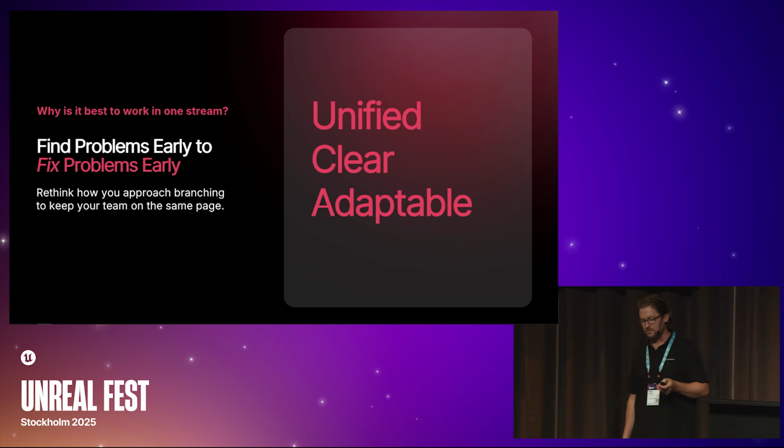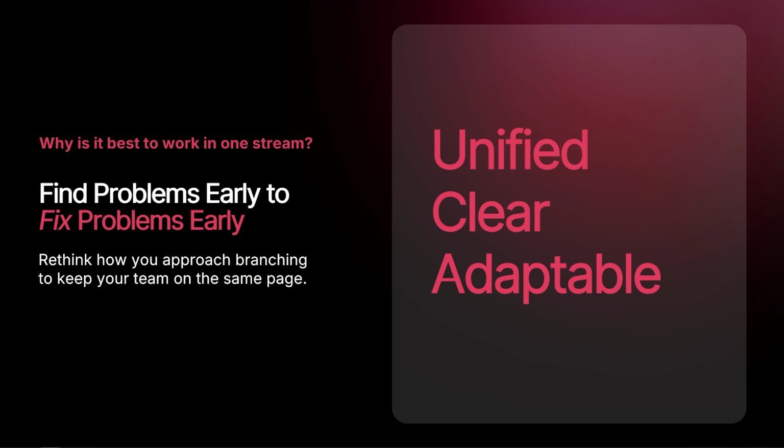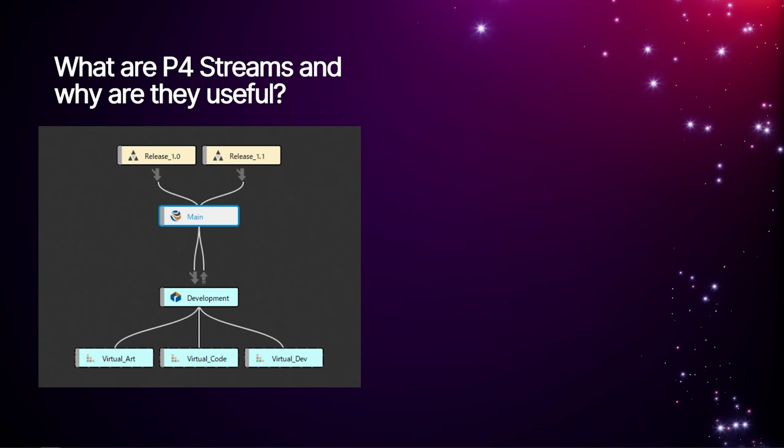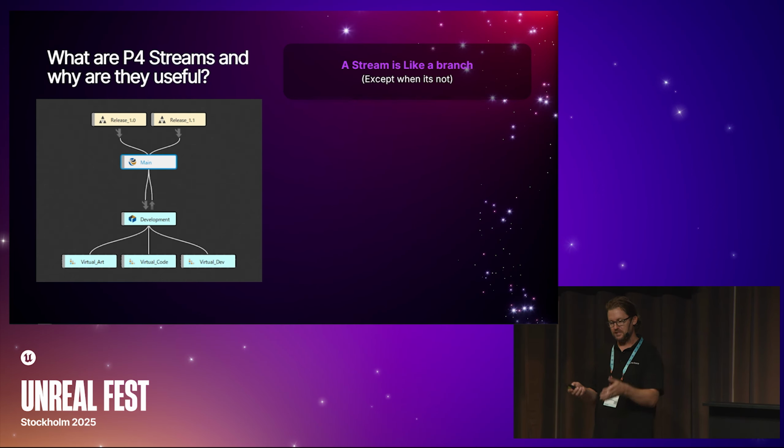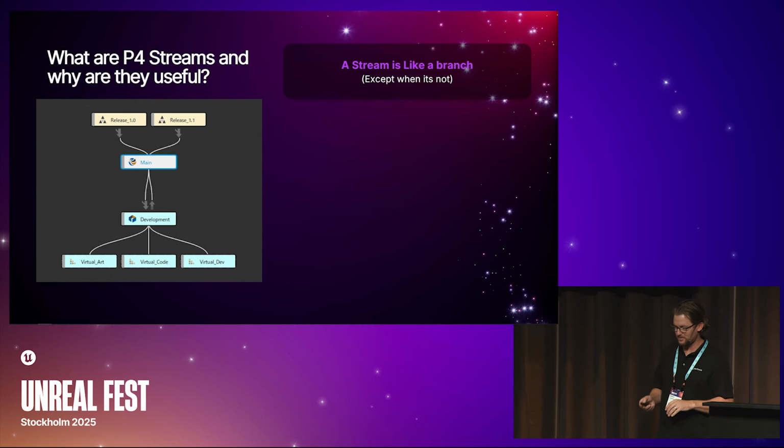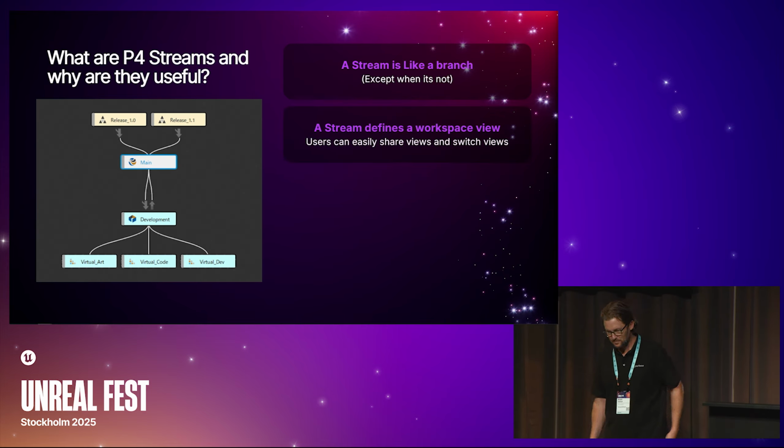I'm going to move on to branching and streams. So let me start with why streams are useful. Number one, a stream is like a branch, except when it's not. The except-when-it's-not part is things like import and import plus, being able to bring in content from another part of the depot into your stream. Also, we have functionality called stream components, where one stream can import another stream. So it's like a branch, just with a little different flavor.